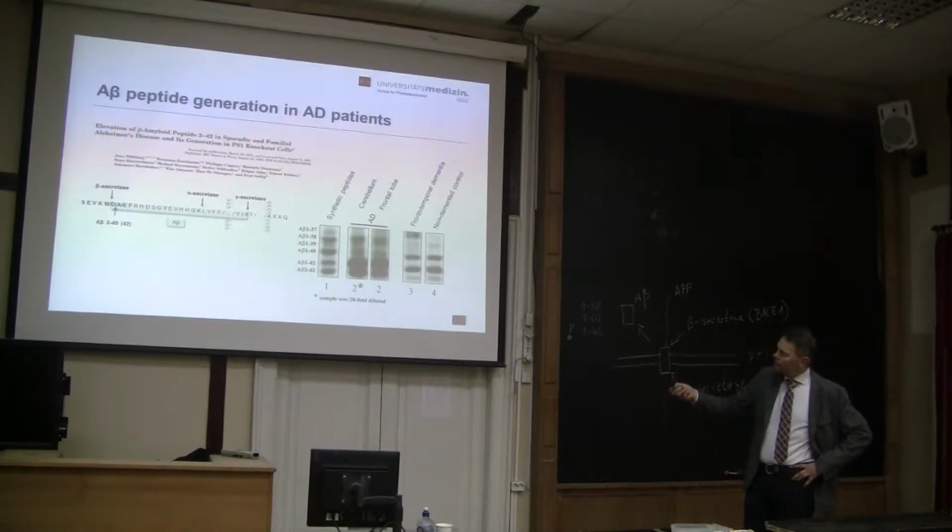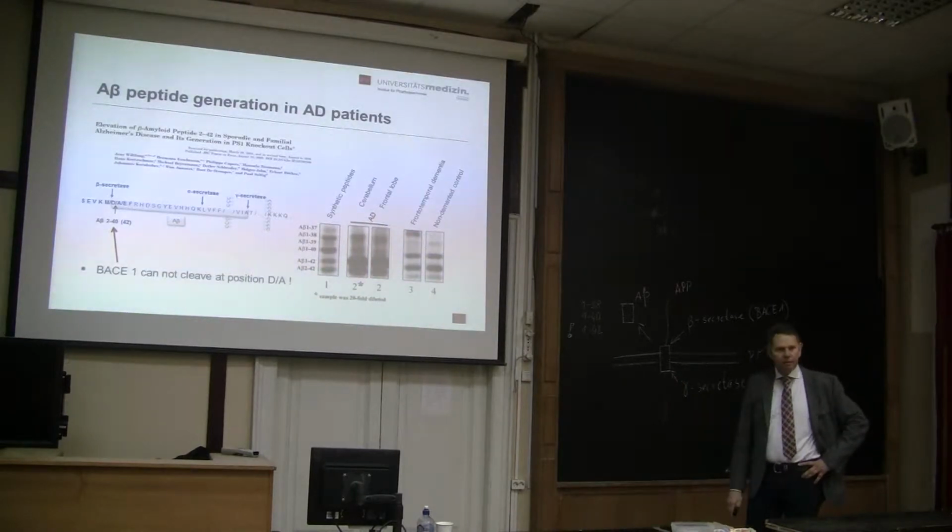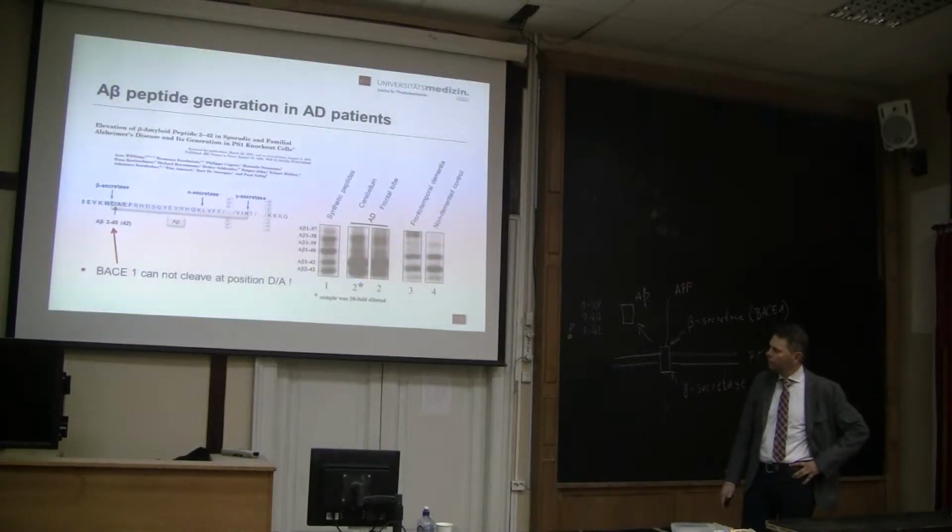So BACE, as I said, always cleaves, if this gray shaded thing here is the Aβ-peptide, BACE always cleaves here in front of that aspartate and cannot cleave in front of that alanine. But maybe another enzyme is capable of doing that. And we have to find that enzyme, because there might be more to it than only BACE 1.